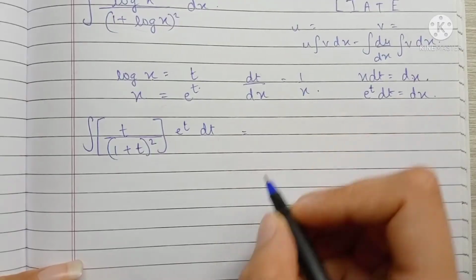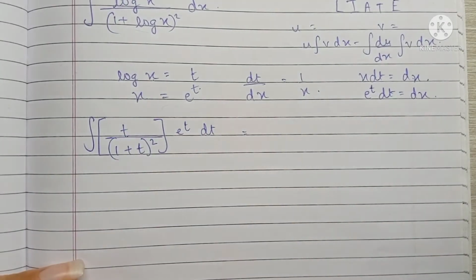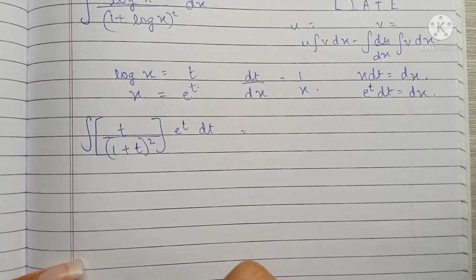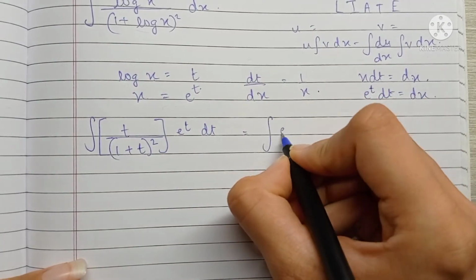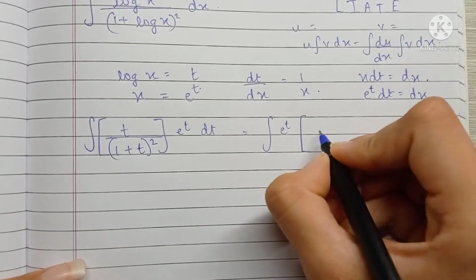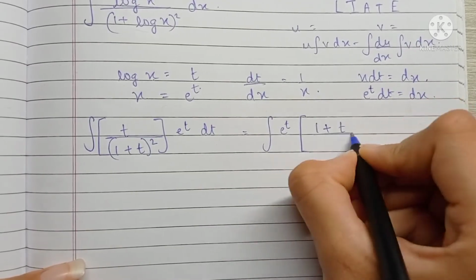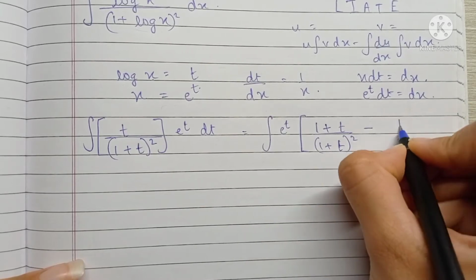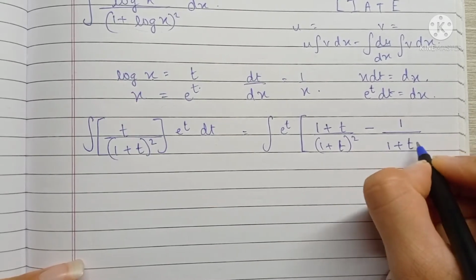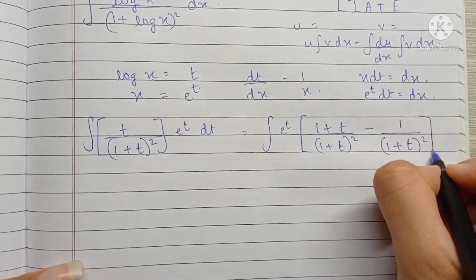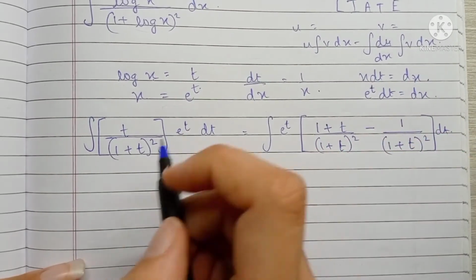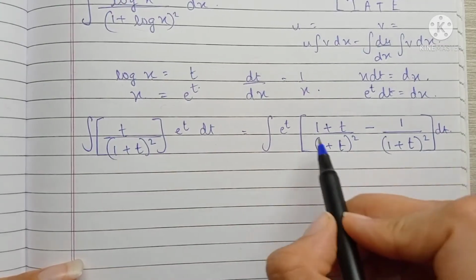So now we're going to be writing this as two separate fractions by adding and subtracting a 1 in the numerator. So this becomes e raised to t into ((1 plus t) upon (1 plus t) the whole square, minus 1 upon (1 plus t) the whole square). When we combine these two fractions, again it becomes what we started with. So we can write it like this.